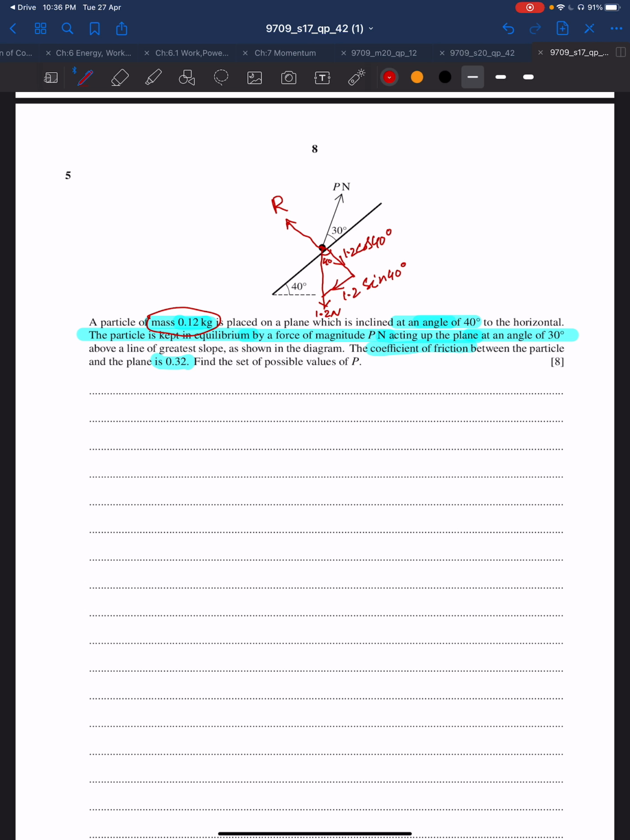I'll make it somewhat bigger, so that I can differentiate between these two. This will become P cos of 30 degrees. This is the horizontal component, and its vertical component will be P sine of 30, that is upwards. Okay, so you got these forces. These are upwards and downwards, and in this direction and in this direction.